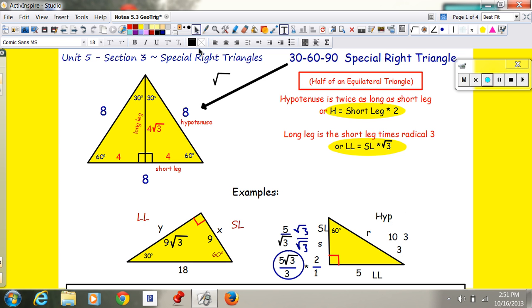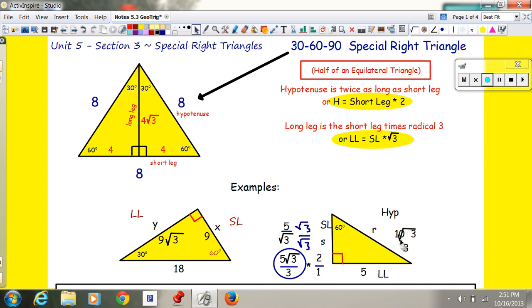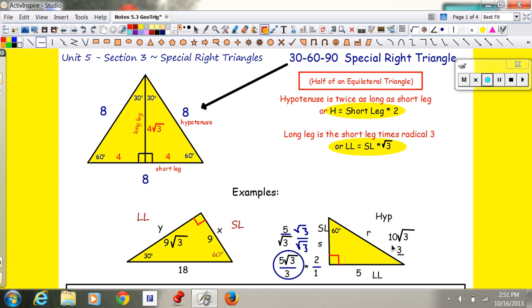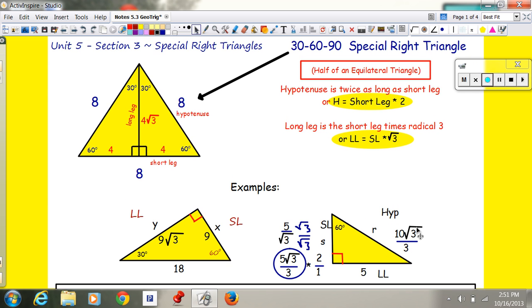You always take your short leg and multiply it by 2. When they give you the long leg, that's the most work. If they give you the short leg, your work's going to be really easy. If they give you the hypotenuse, your work's going to be pretty easy. It's just when they give you the long leg, you've got to divide it by radical 3, which means you've got to get rid of this radical here, and you're going to end up with a radical in your answer. So that's when it takes a little longer. Pause that if you need to. I'm going to move on.